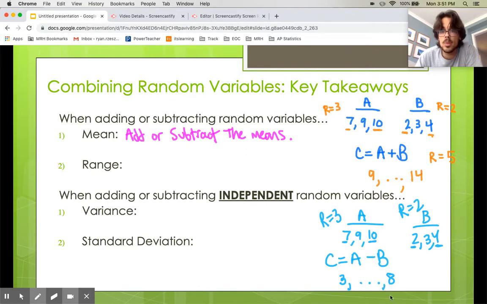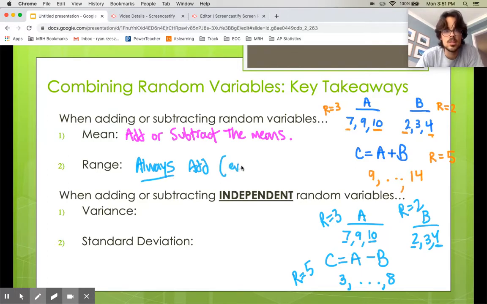What's crazy about this one here, even though we were subtracting A and B, you can look at this problem and see the range is still a 5. In other words, range, and actually all measures of spread for that matter, gets added even if your variables get subtracted. So the mean, you add or subtract, just do what the problem says. But range, on the other hand, you always add. So even with subtraction.